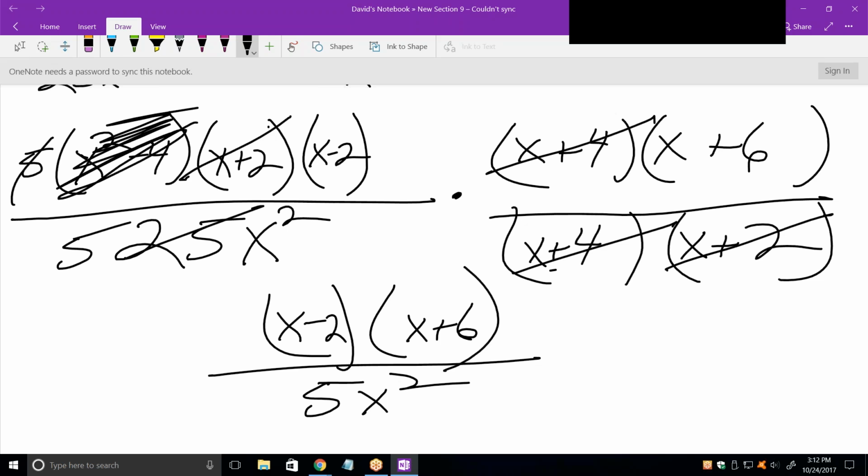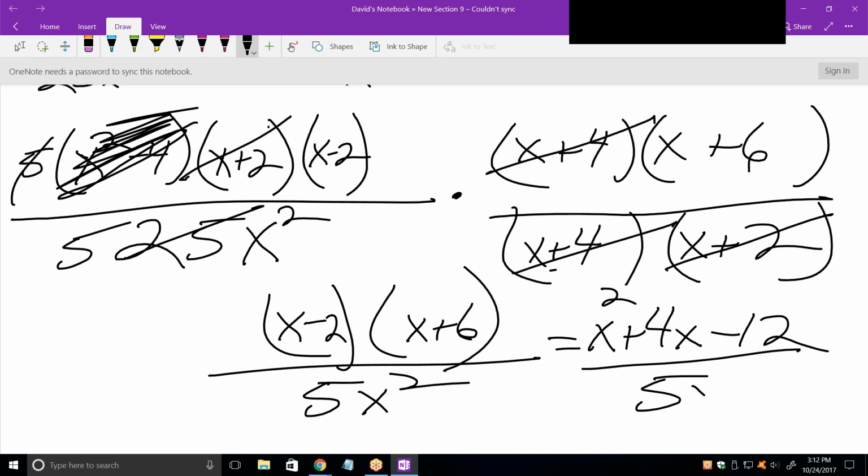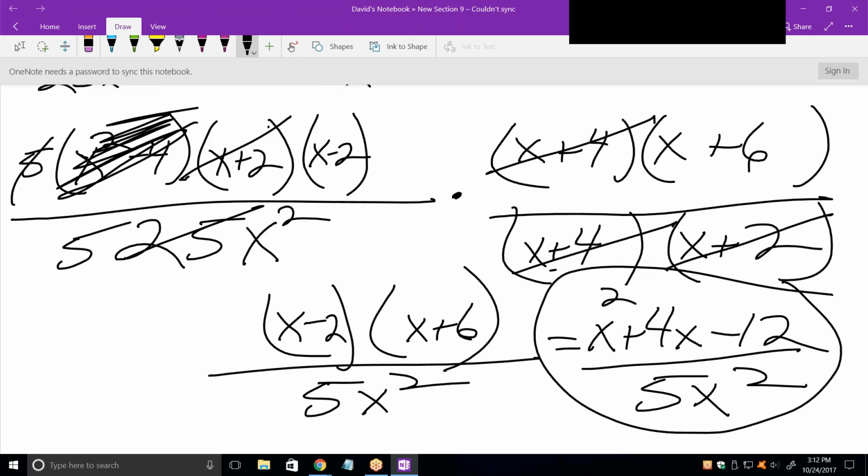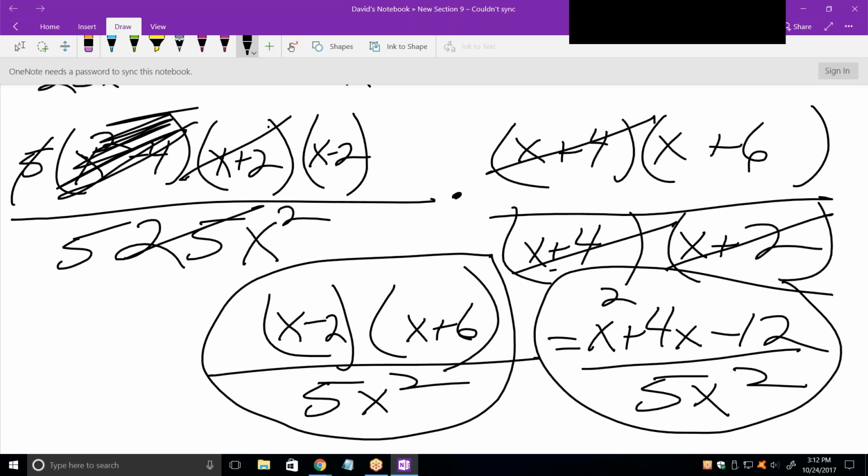In other words, I could multiply the numerator, but that doesn't help because I get x squared plus 4x minus 12 all over 5x squared. I cannot simplify that any. Yeah. So it's better to leave it in factored form. Always remember that factored form is better, and only if you can do something with it.